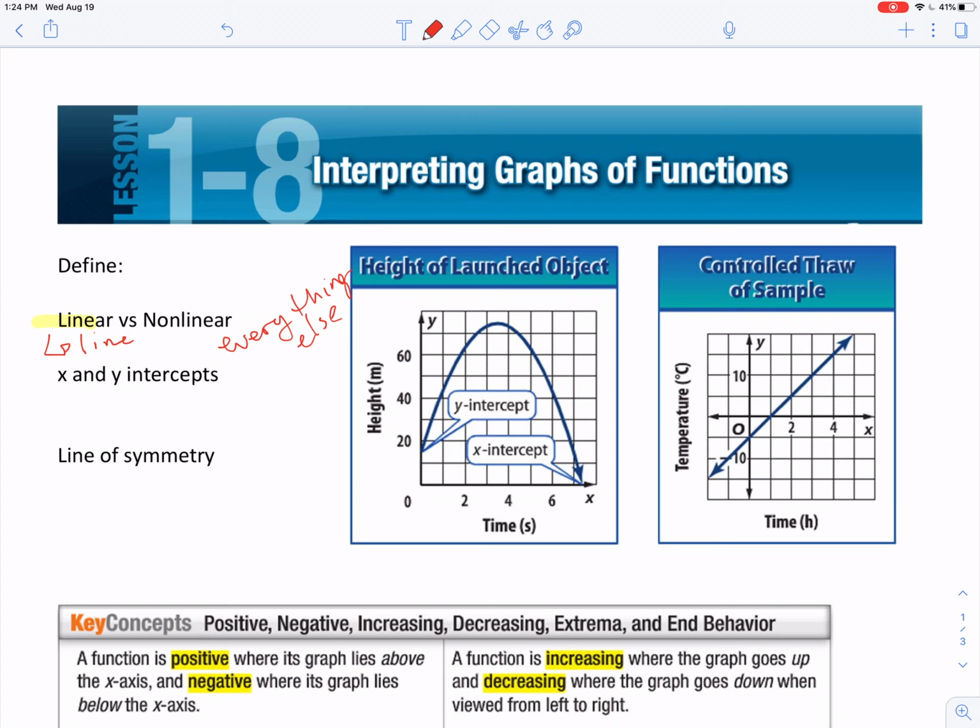So the height of a launched object, that would be nonlinear. I'm going to shorthand just because, there we go. This one over here makes a nice pretty straight line. That one is linear. The x and y intercepts. This is where it crosses the x and y axis.